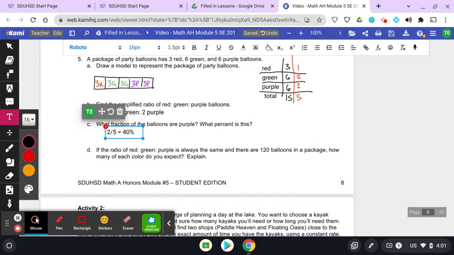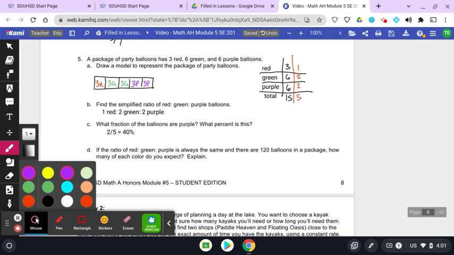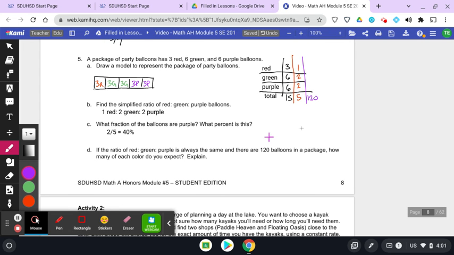If the ratio of red to green to purple is always the same and there's 120 balloons, how many balloons will you expect? Okay, we're just taking a new column. Easy enough. 120. So we can decide to go from 15 to 120 or from 5 to 120. Doesn't matter where you build your scale factor from. 5 to 120 is easier for me. I know that 10 times 12 would be 120.